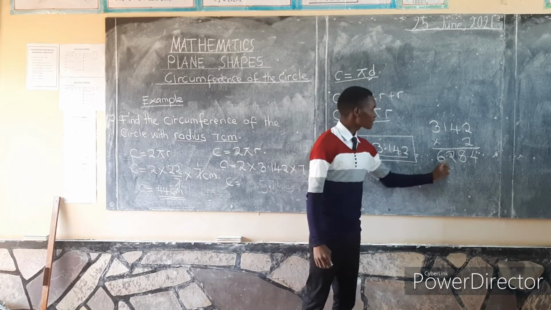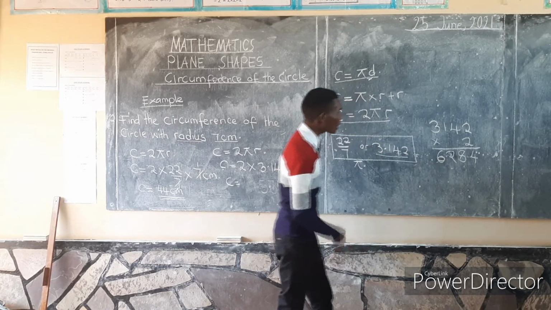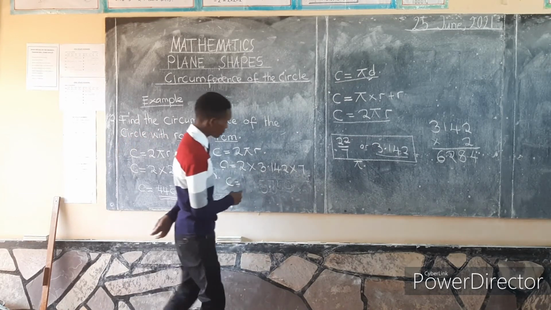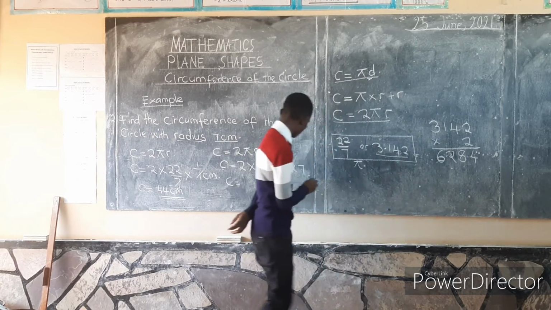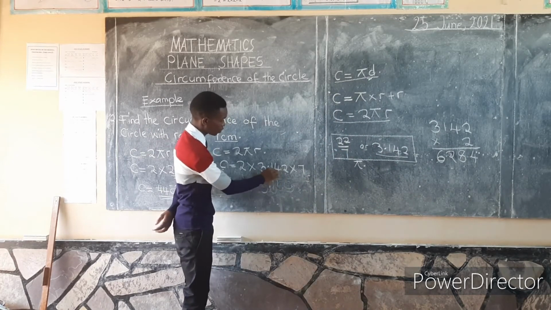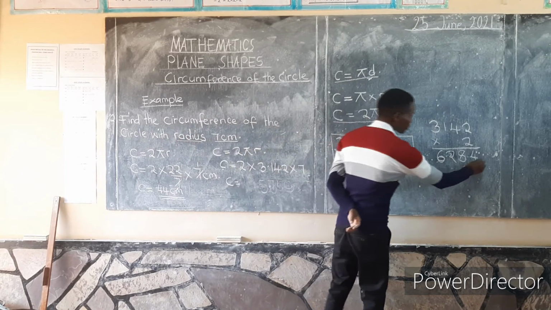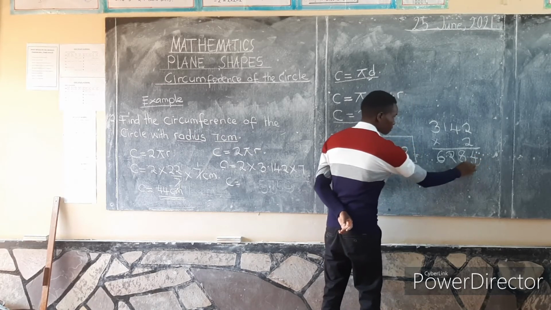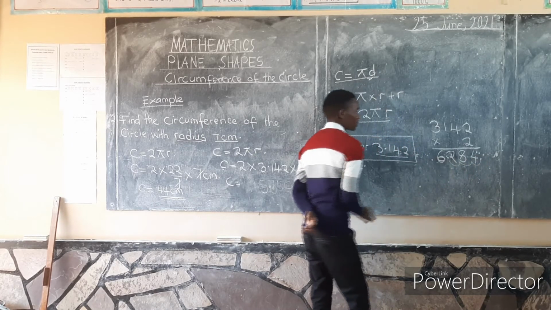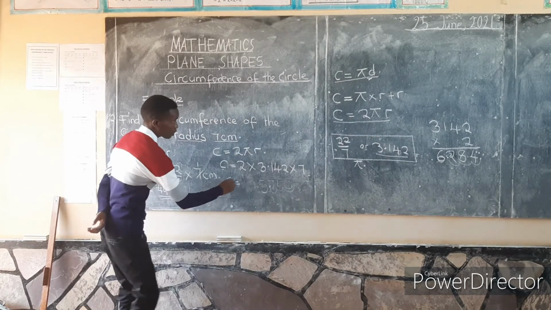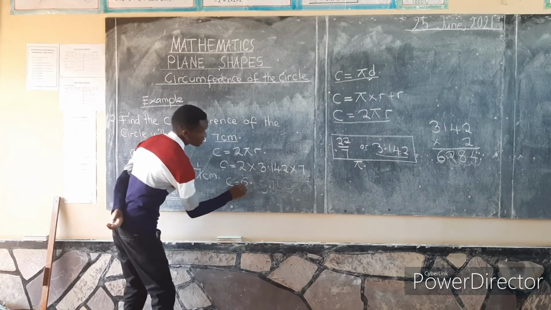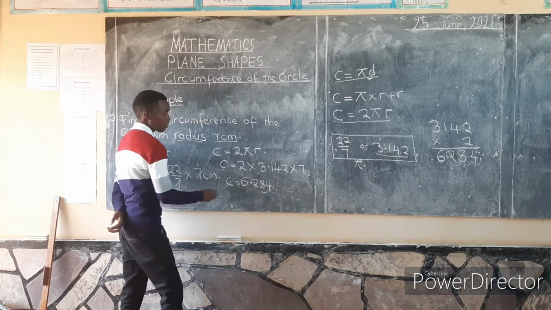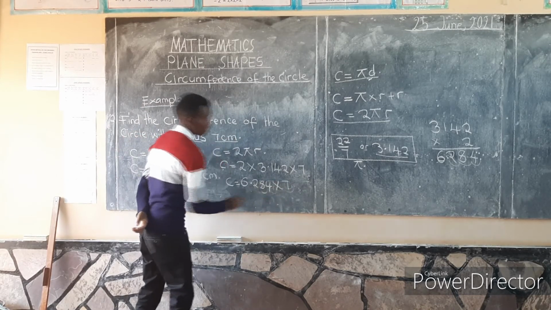And I have 6,284. Now, I should put the decimal point. Starting from here, I'll count first the decimal places that are there. We have 1, 2, 3. So I'll move the point from the end here, and I'll move 3 steps. 1, 2, 3. So the decimal point will come there. So I'll have 6.284.